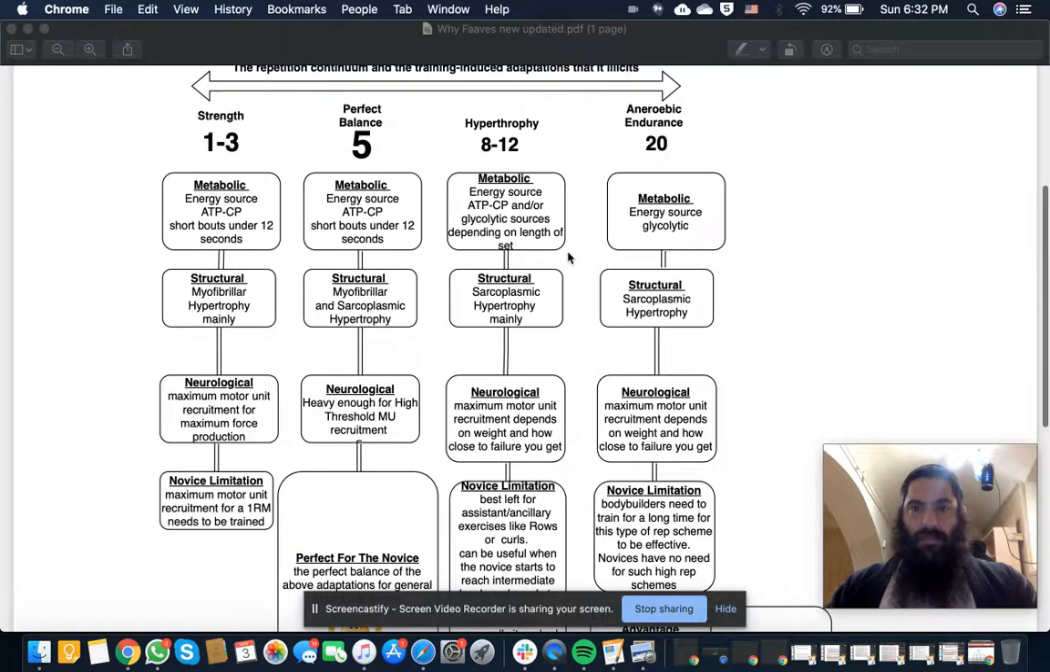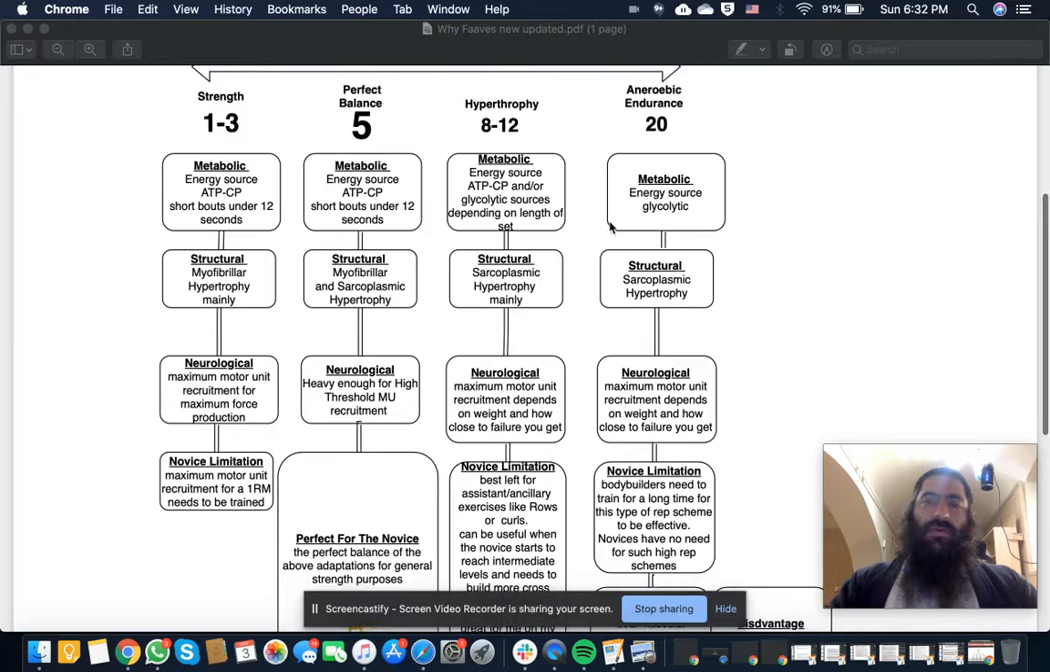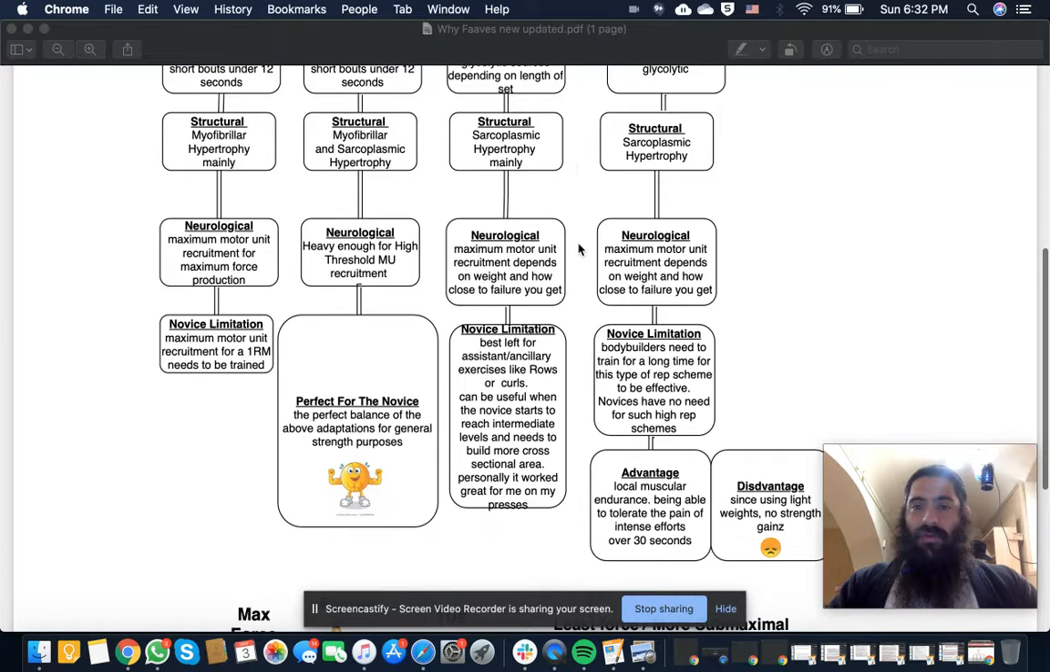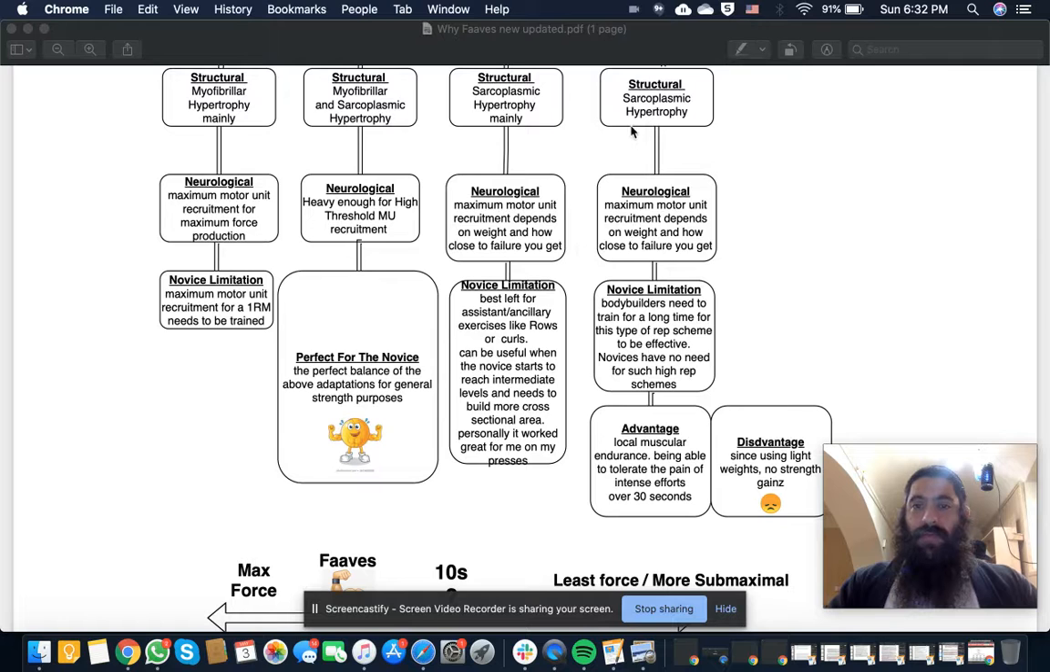Again, once you get past the 8 to 12 range, around the 20 range, now you're getting into the anaerobic endurance. The metabolic energy source is glycolytic. This is primarily a sarcoplasmic hypertrophy. That's just, by the way, for bodybuilders that have trained themselves to be able to do that. People that haven't trained themselves to be able to do that, I don't know if it will be really too helpful. It might even make him go backwards.